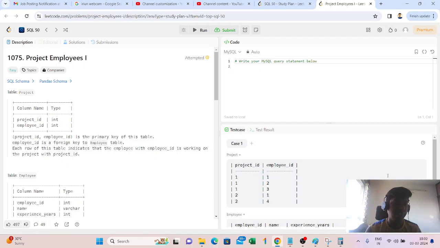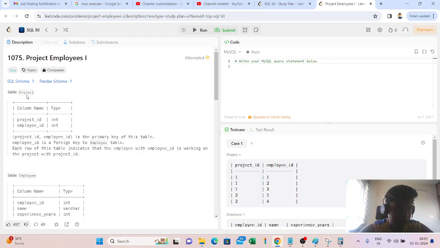Today we are going to solve the 10th question in the SQL series of SQL LeetCode programming. The question is Project Employees 1. Maybe in the upcoming questions there might be another question similar to this. So let us go through this question.